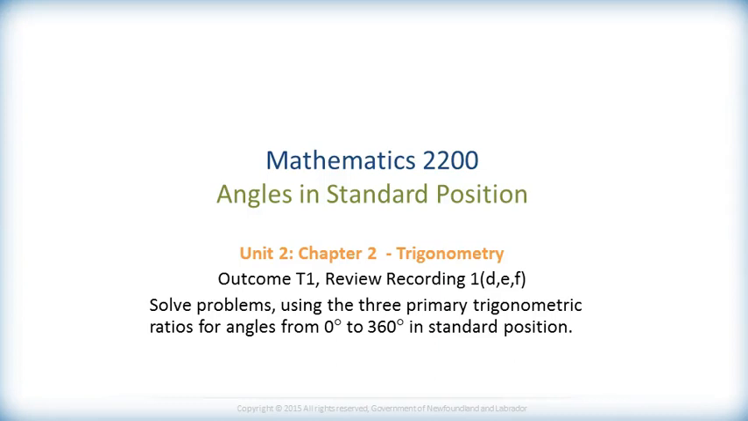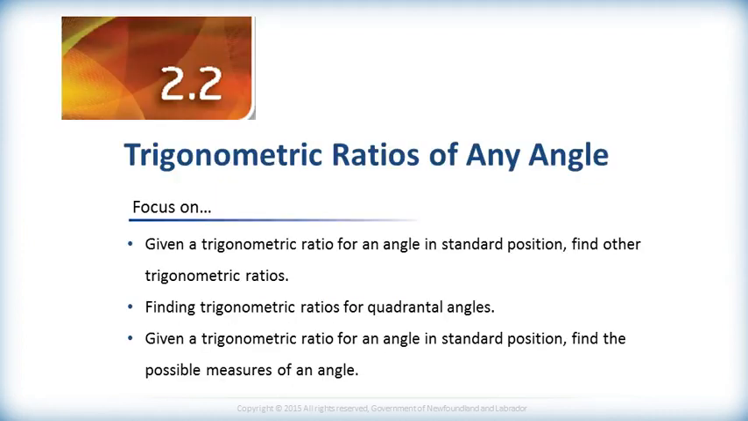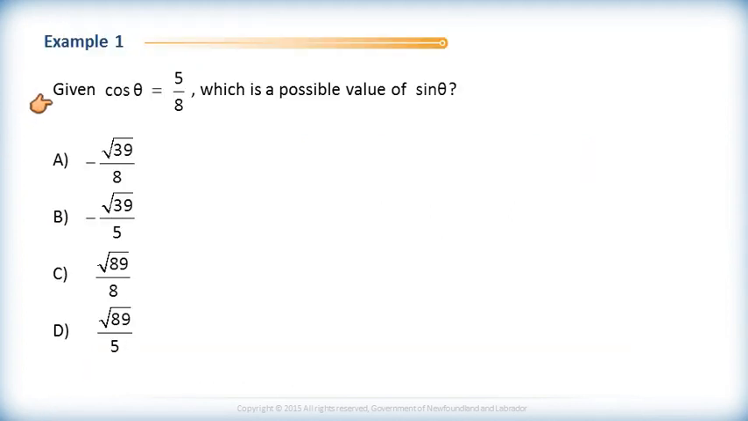Welcome to the review recording 1DEF, which accompanies instructional recordings 1D, 1E, and 1F for Unit 2, Chapter 2 of Mathematics 2200. We'll look at, given a trigonometric ratio for an angle in standard position, find other ratios, finding trigonometric ratios for quadrantal angles, and given a trigonometric ratio for an angle in standard position, find the possible measures of that angle. In example 1, we're asked, given cosine of theta equals 5/8, which is a possible value of sine theta?